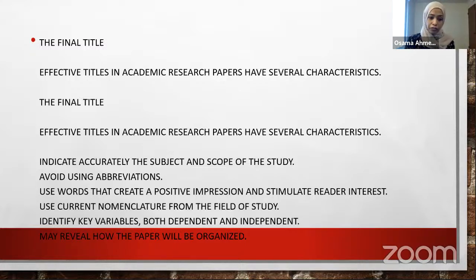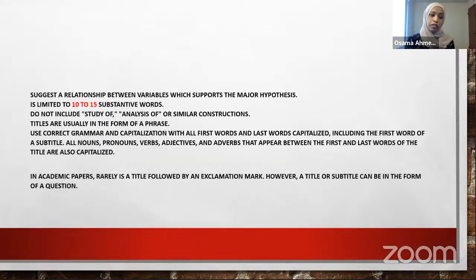Use current nomenclature from the field of your study. Identify key variables, dependent and independent. It may reveal how the paper will be organized. And it should also suggest a relationship between the variables that you are using. And it should be short, limited to 10 to 15 words. Most publishing papers need to be limited to not more than 15 words. So you do not need to include a study of or analysis of or any similar constructions.